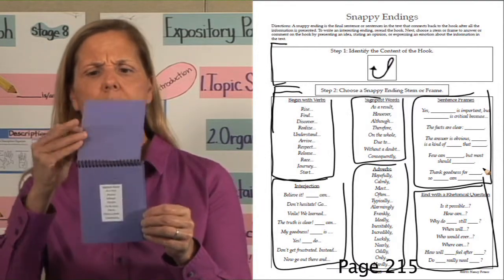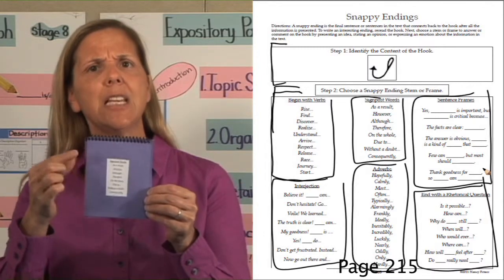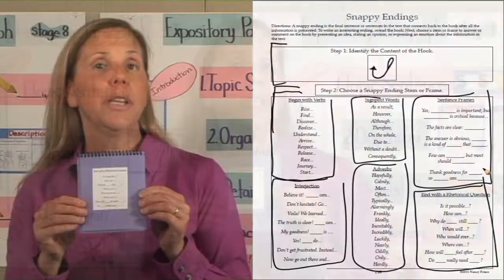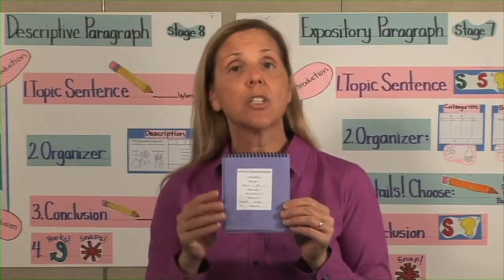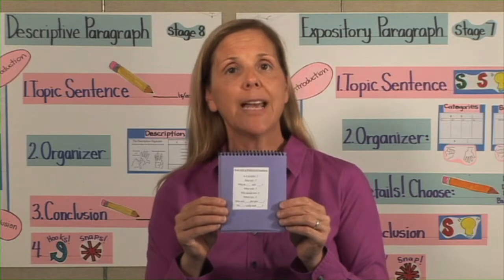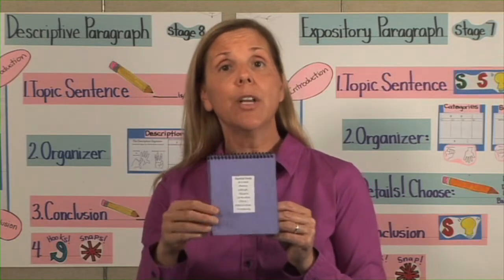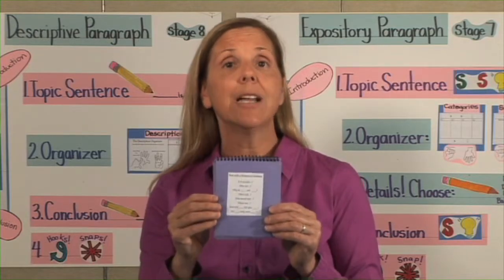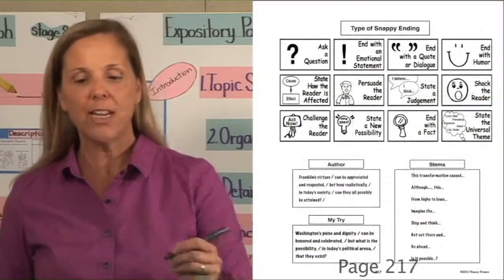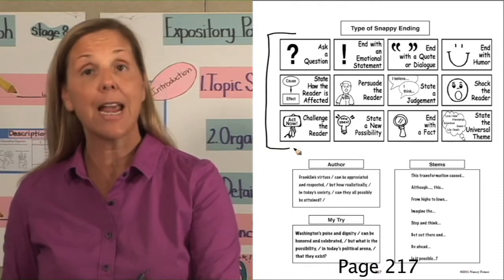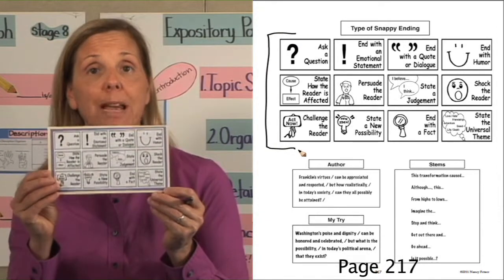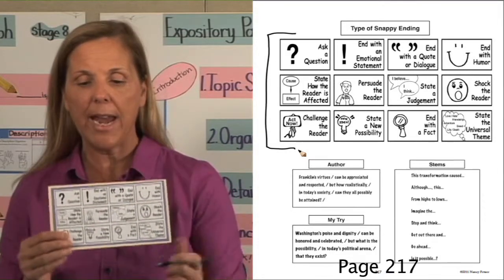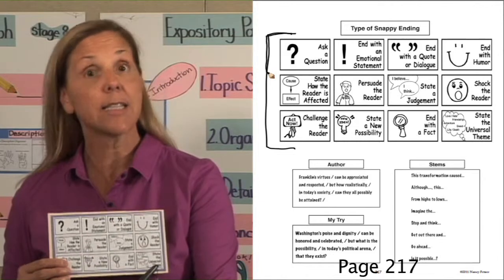And the reason why I did this is so that the students could see these different types of stems in isolation, so it's not so overwhelming. Please cut out each one of these sections of your page, mount them on tag board, and coil them together so that you have a little flip book to choose different types of stems your students can make their snappy endings with. On page 217 is a snappy ending chart that you can mount on tag board and display for your students to look at all the different ways that you can write a snappy ending.